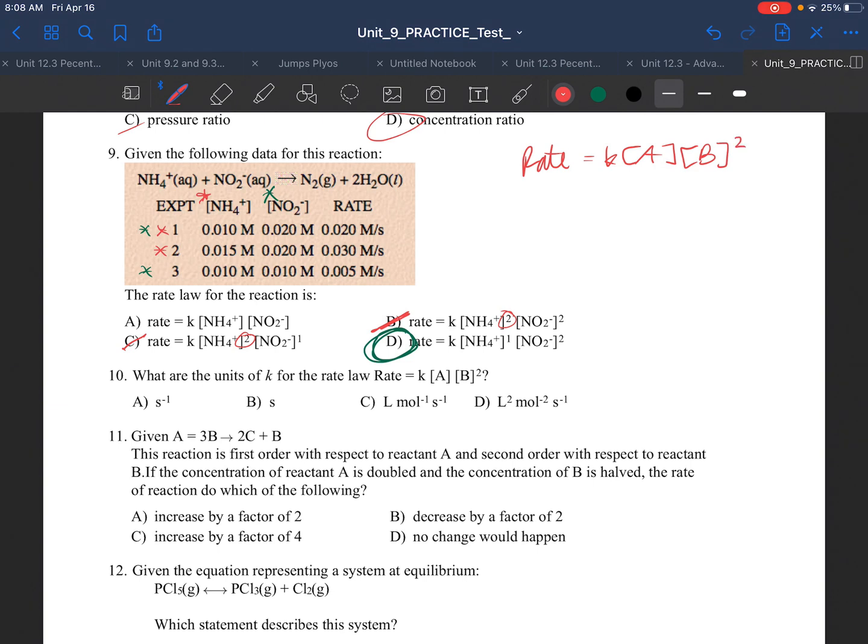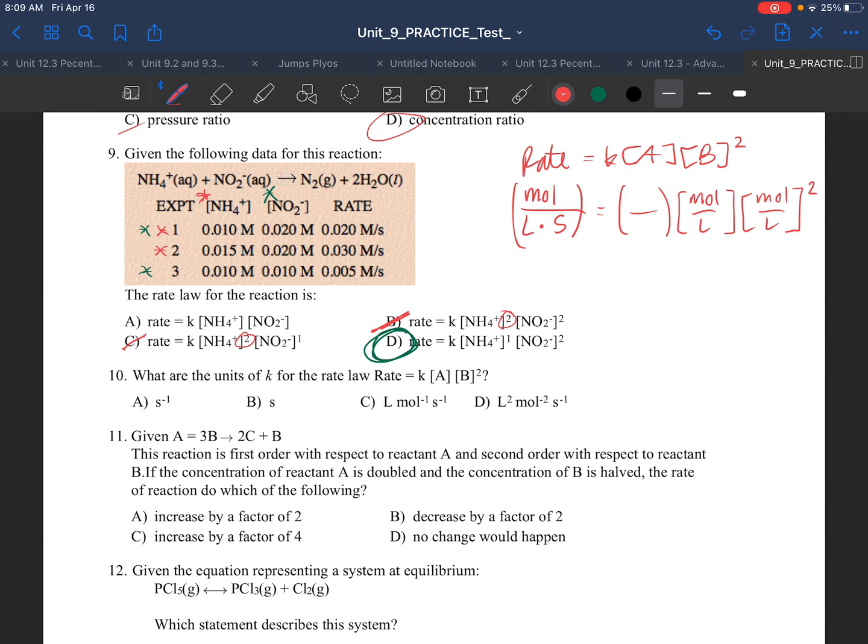Rate always has the same units. It's always moles over liters times some unit of time. If you look at 10, the unit of time they're talking about is seconds. So this will always be the format for rate. We want to figure out what K is. Units of concentration will always be moles over liter. So I'm filling those in, not forgetting that we're squaring B.